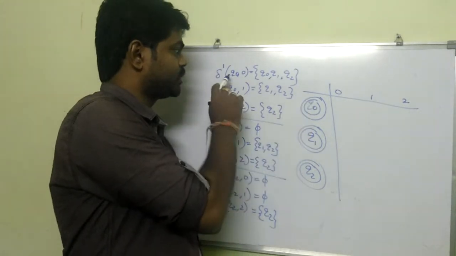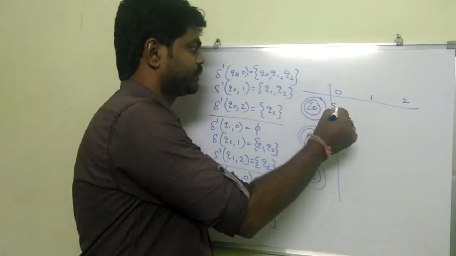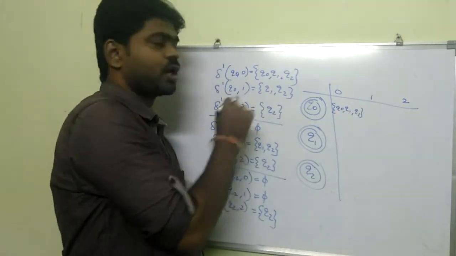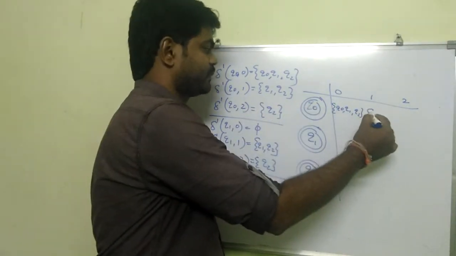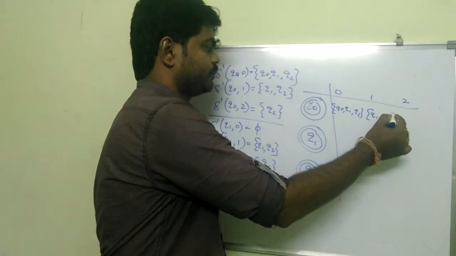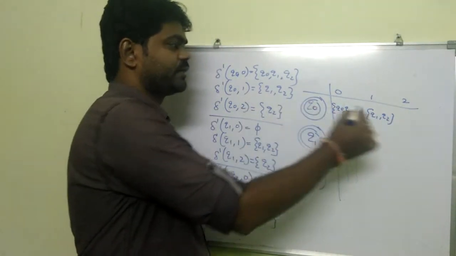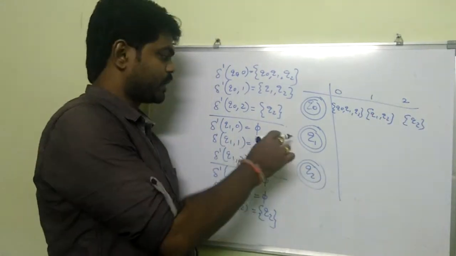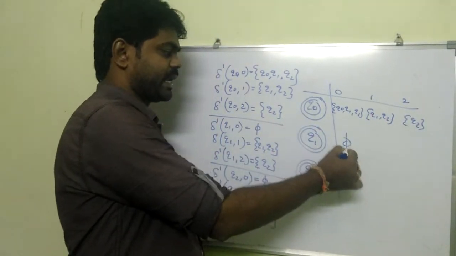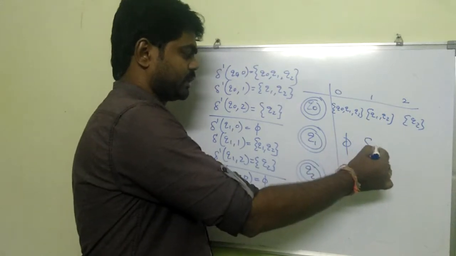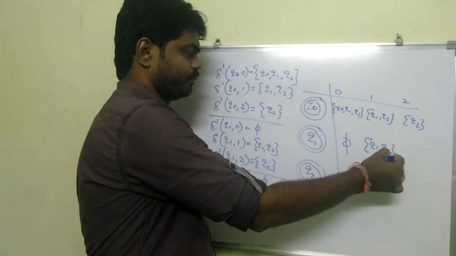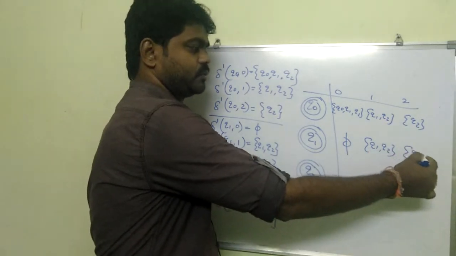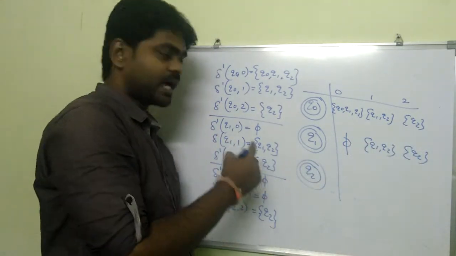Q0 on 0, what did we get here? Q0, Q1, Q2. Q0 on 1, what did we get here? Q1, Q2. Q0 on 2, what did we get? Q2. Next, Q1 on 0, what did we get? Null. Q1 on 1, what did we get? Q1 comma Q2. Q1 on 2, what did we get? Q2. Next, Q2 comma 0.